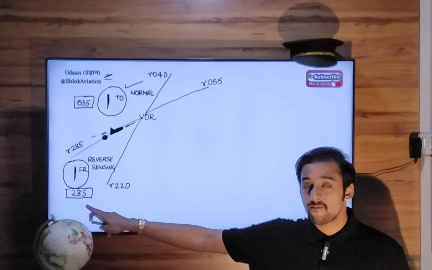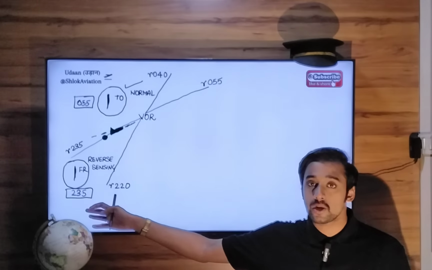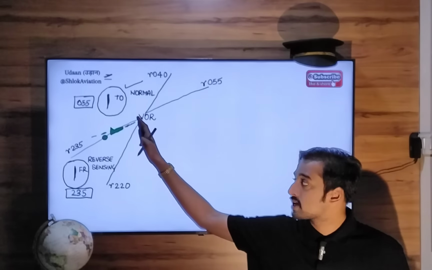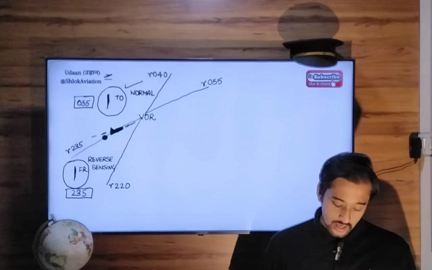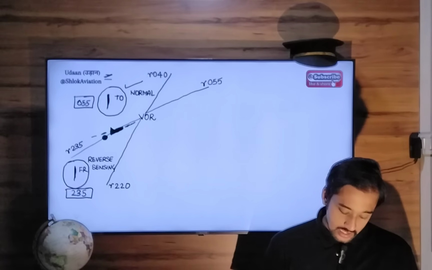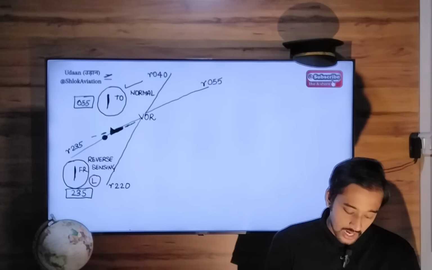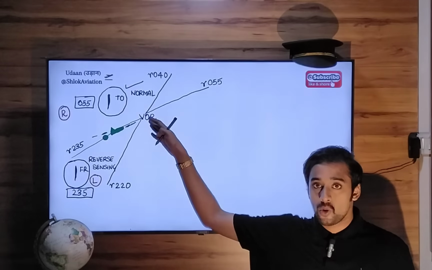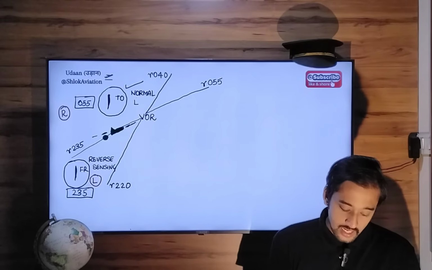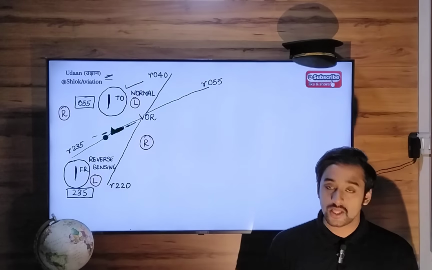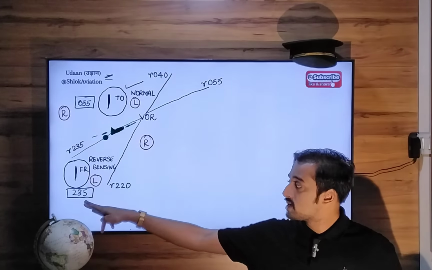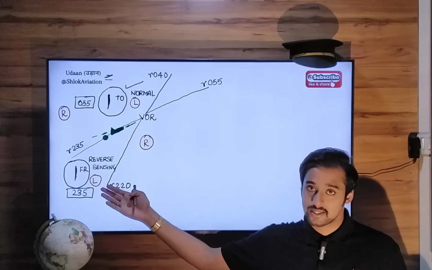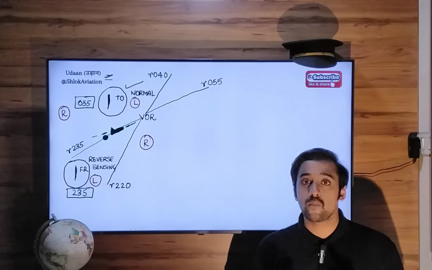So if you put 235, the CDI needle will move according to that. How? 235 is taking you outbound from VOR. Going outbound from VOR, this will be your left side, this will be your right side. But the same thing, when you go inbound VOR, this becomes your left side, this becomes your right side. So that's why if you put this 235, you will get reverse sensing. The CDI indications will be opposite.